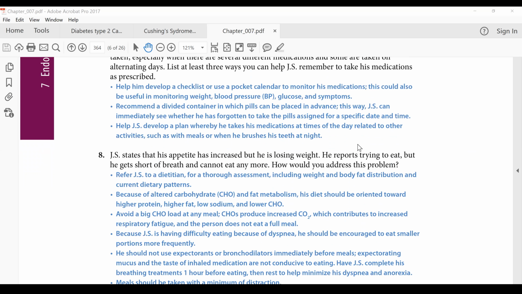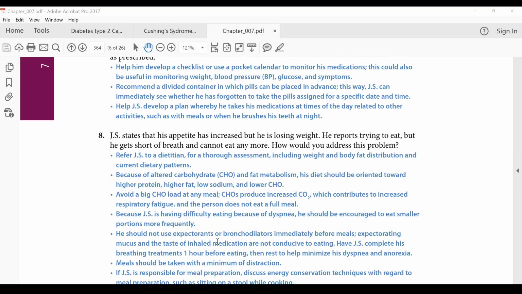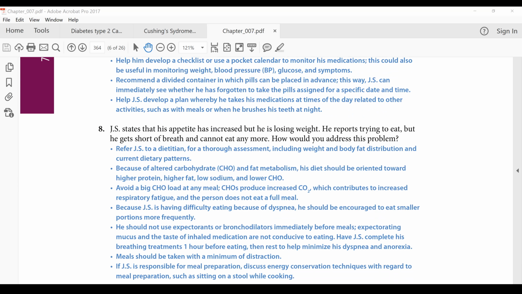Make sure he's sitting up. Meals should be taken with minimum distractions. If he's responsible for preparing the meals, then look at energy conservation with regard to meal preparation, like sitting on a stool while cooking, or maybe making a crock pot meal. Then all you would have to do at that point is just heat it up.